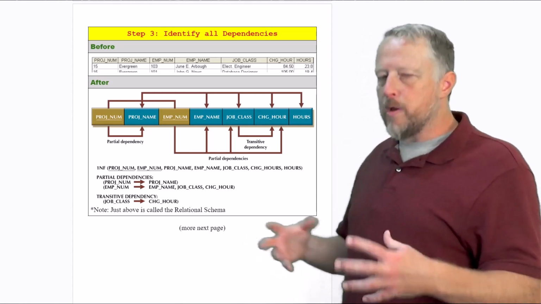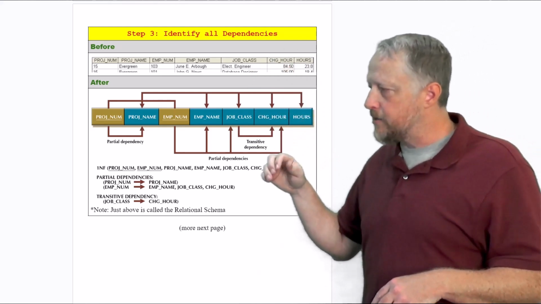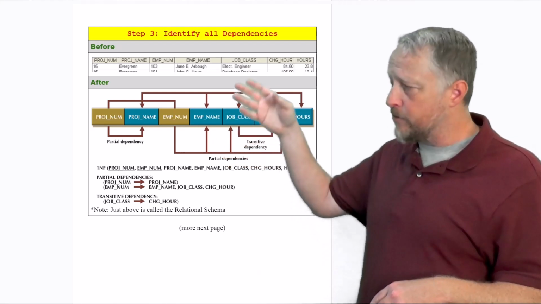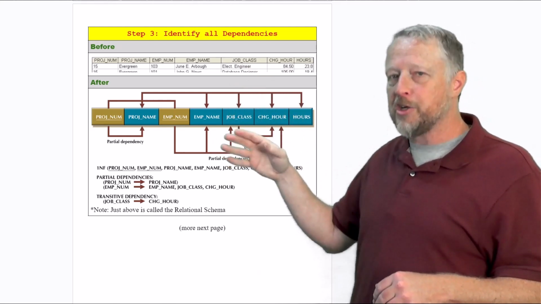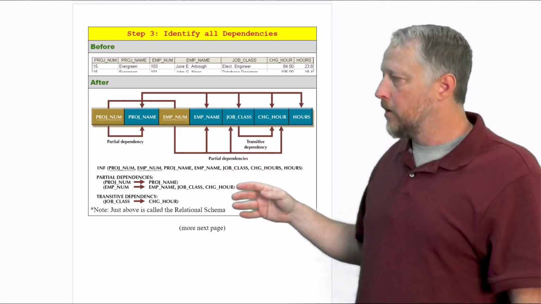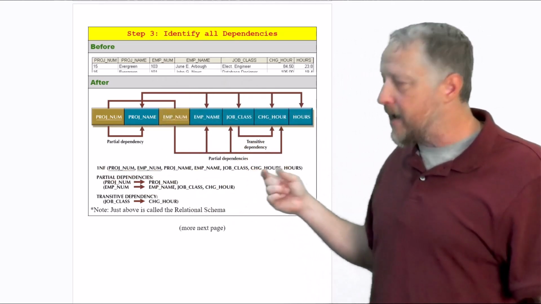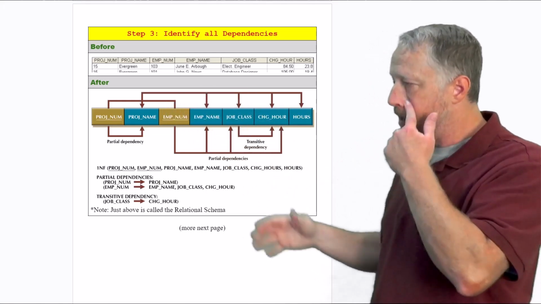So now we bring it all back together on identifying all our dependencies. So here's the before, here's going to be the after. The data doesn't change much yet. Here's the original picture showing everything back together again with the transitive, partials, and the overall primary key.